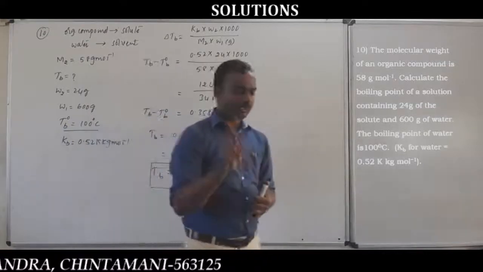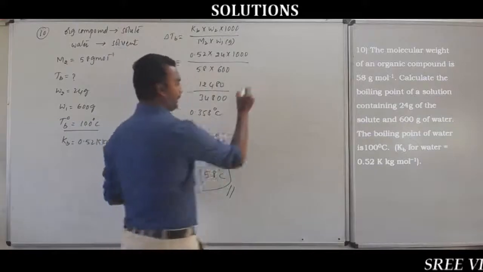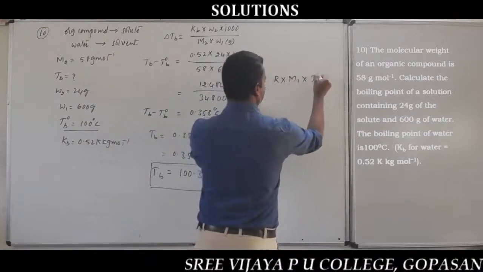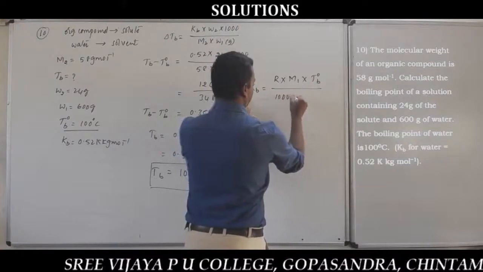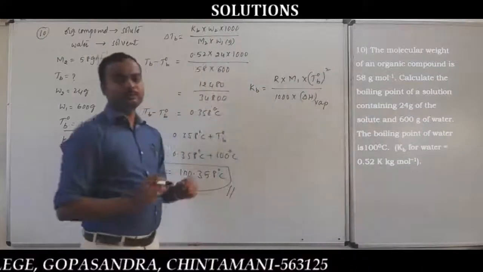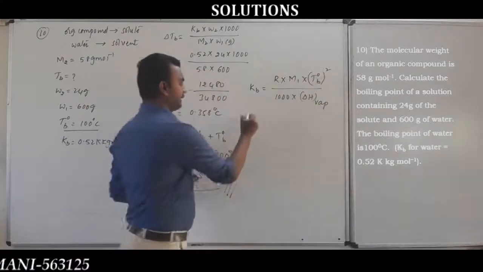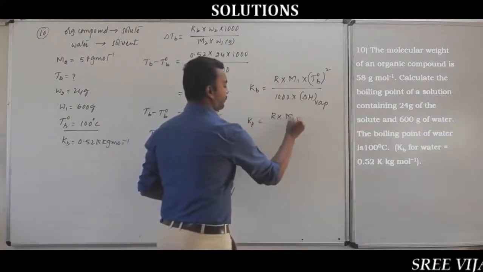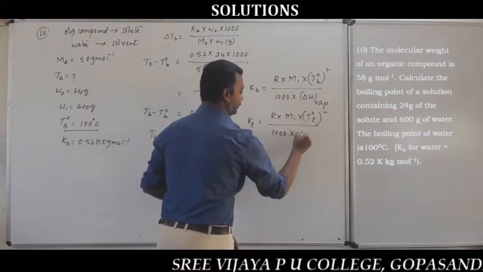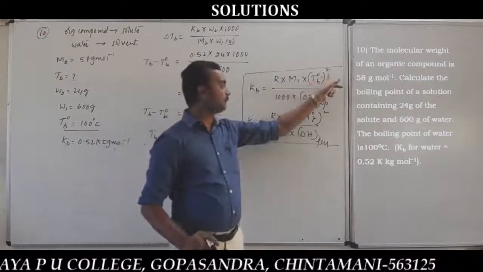That completes the solution chapter. In the previous class, we explained the theory with the formulas. The Kb formula is R into M1 into T0b whole square, divided by 1000 into delta H of vaporization. Similarly, Kf is equal to R into M1 into T0f whole square, divided by 1000 into delta H of fusion. So remember to write the square correctly in the exam.